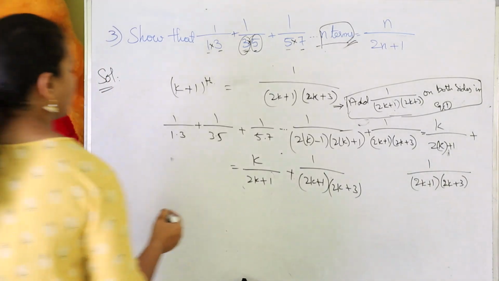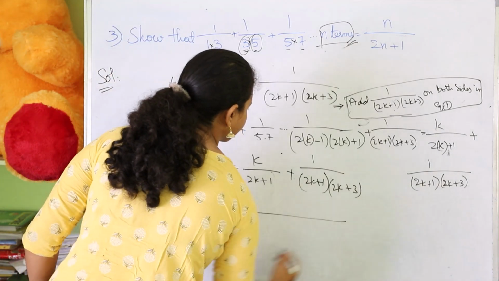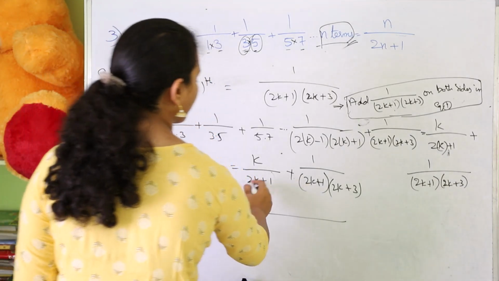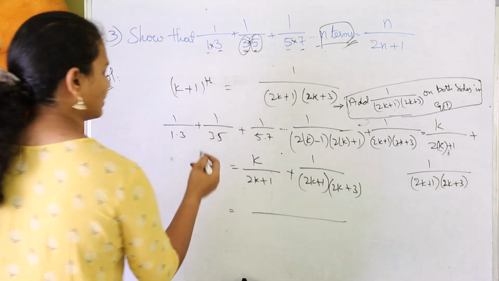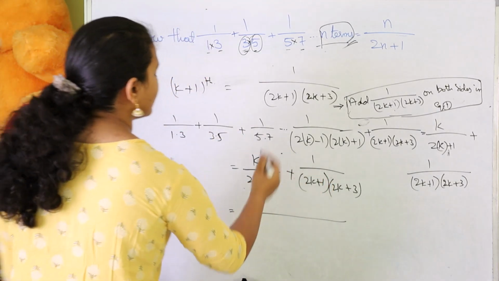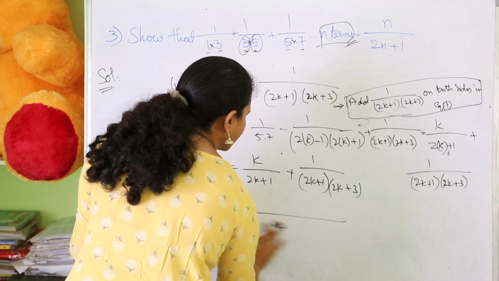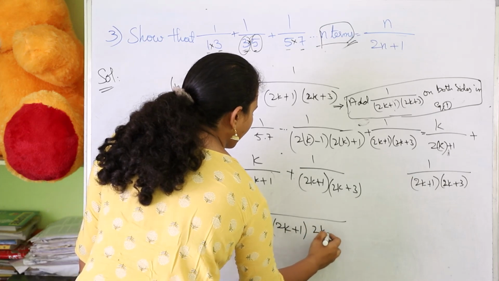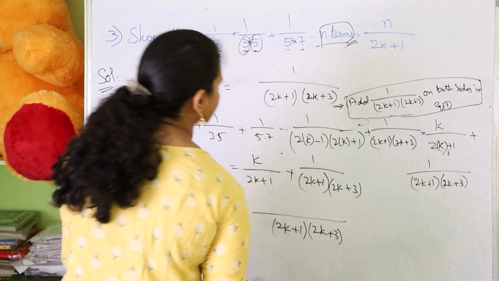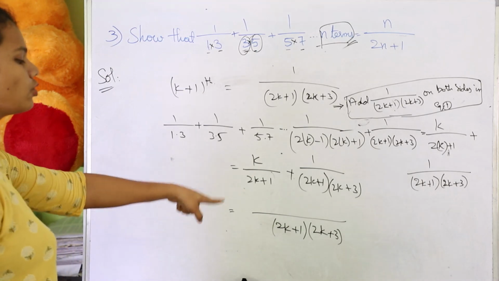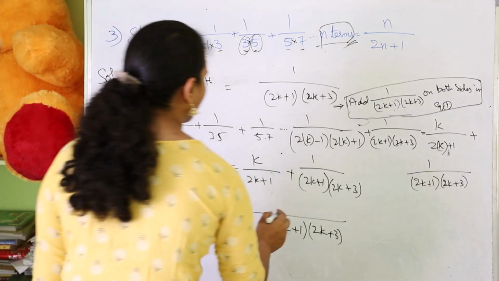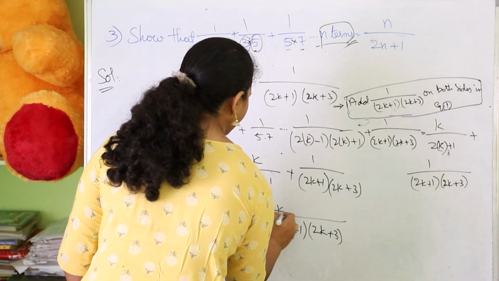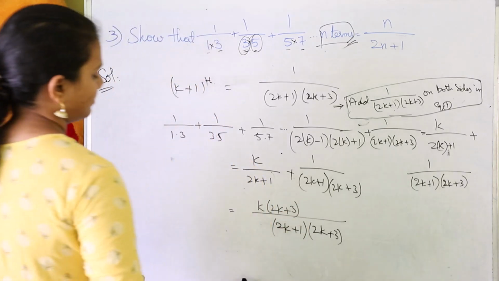Here you have 2k plus 1 and 2k plus 1. Take 2k plus 1 as common, and again 2k plus 3 over here. Over 2k plus 1 into 2k plus 3 will be the LCM. Now you go for the LCM over the numerator by denominator. This becomes k into 2k plus 3, which will be the numerator for this.